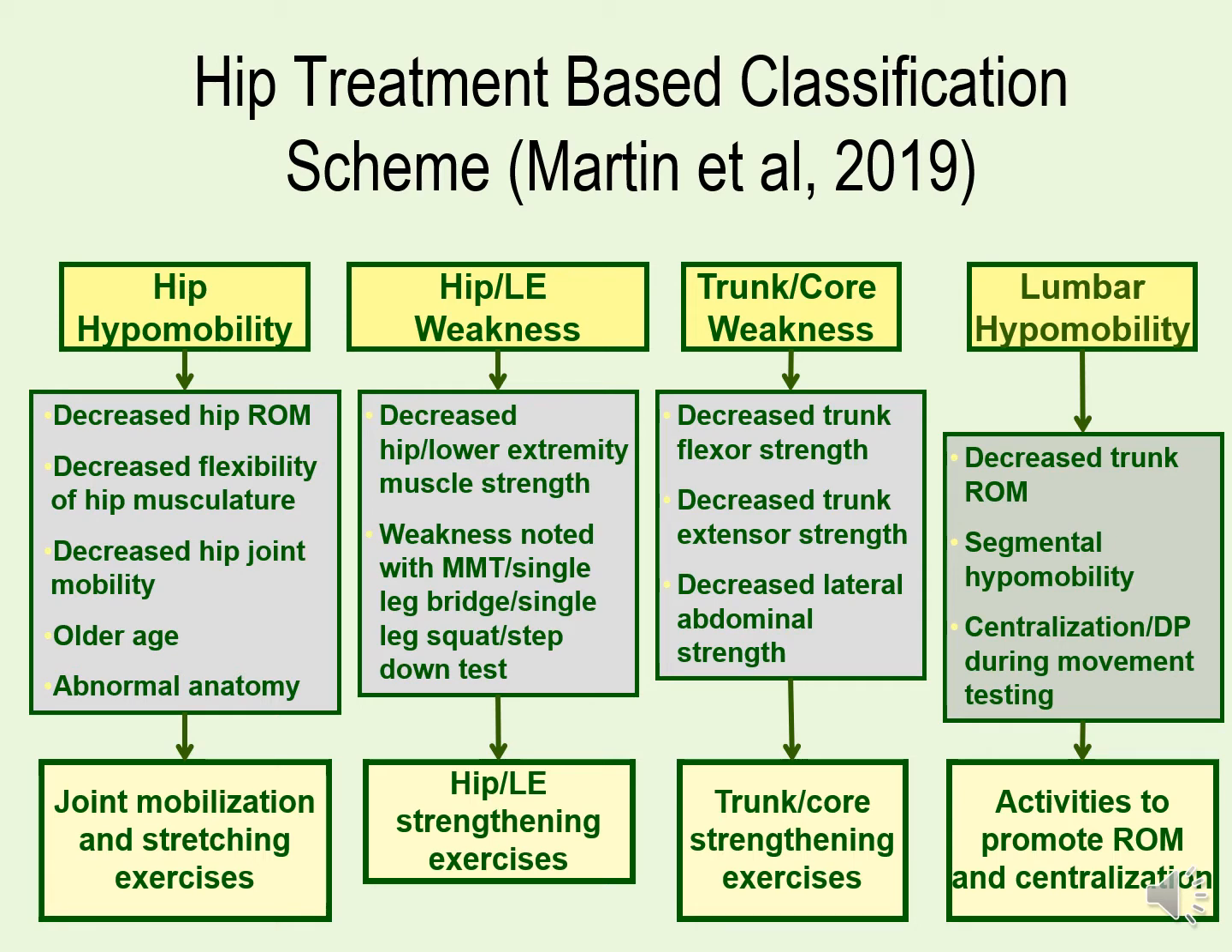But for now, our main goal is to determine where we are at with respect to mobility and with respect to lower extremity strength and motor control. With respect to mobility, we're looking at range of motion again. We're looking at flexibility of hip musculature with the test that we previously described, as well as joint capsule accessory mobility assessment. Older age and abnormal anatomy relate back to whether or not we're dealing with potentially hip osteoarthritis.